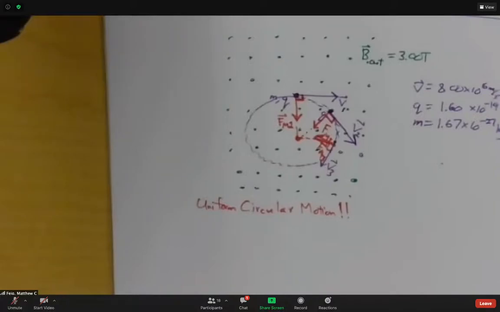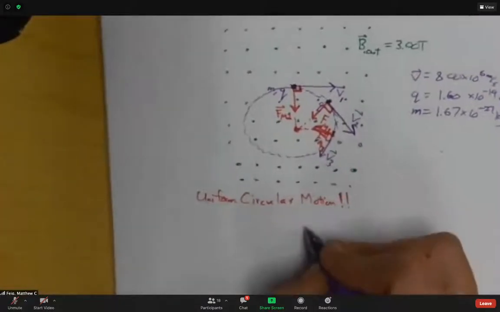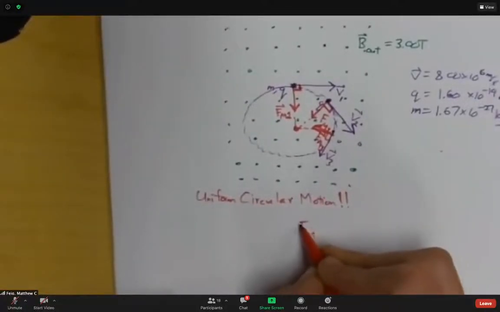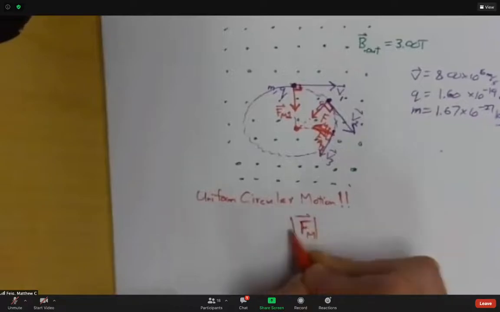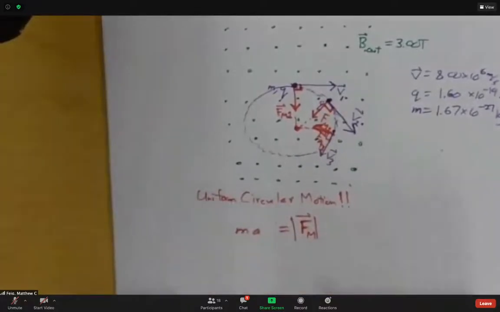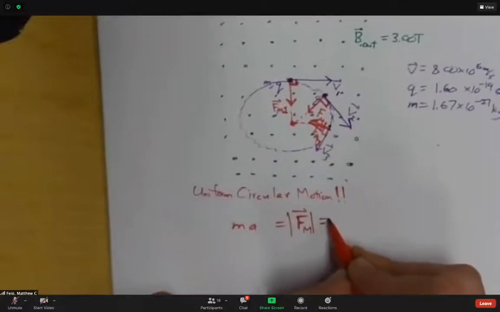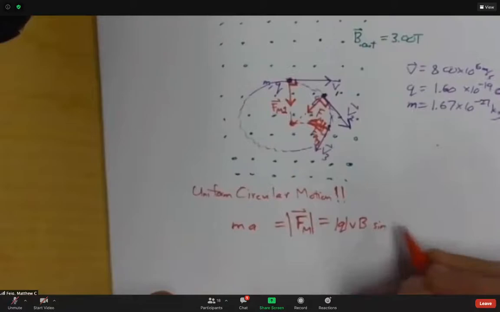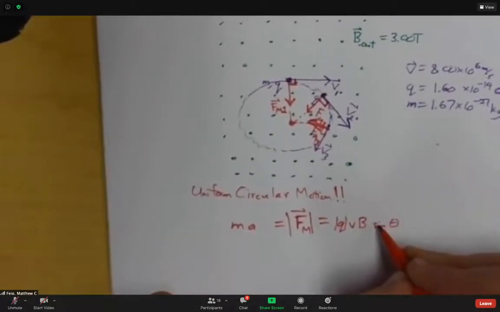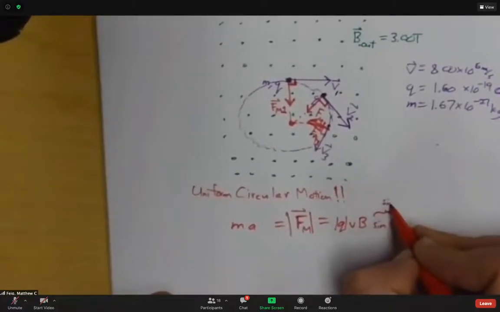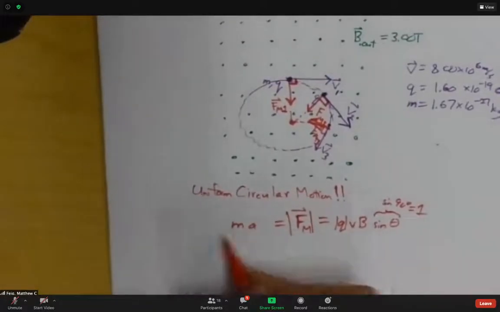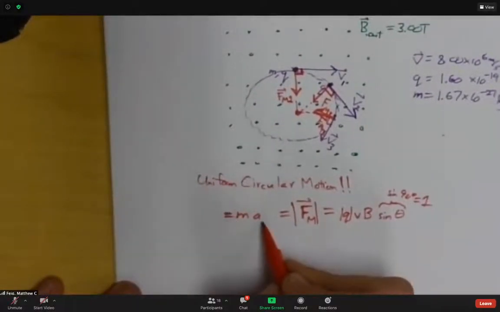Uniform circular motion, and we might do something like this. We might equate the force. And remember, I set it up so this is all very nice. So the magnitude of the force, I'm going to do this as magnitude. On the one hand, that's MA, and on the other hand, that is QVB sine theta. But in this case, the sine theta is sine of 90, which equals 1 because I arranged them at the start to be perpendicular. So just putting that in there. And then what could we say about MA? What's the equation for centripetal acceleration?